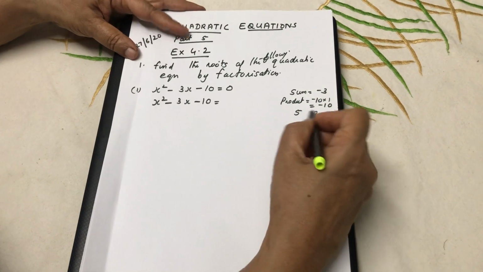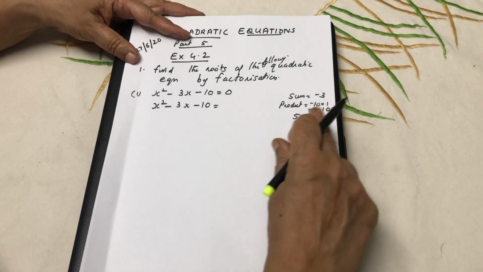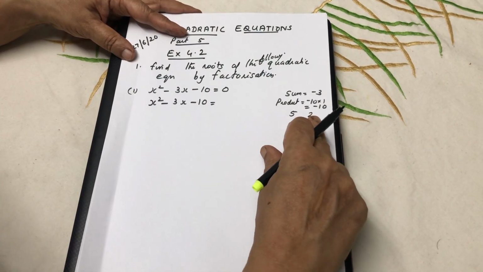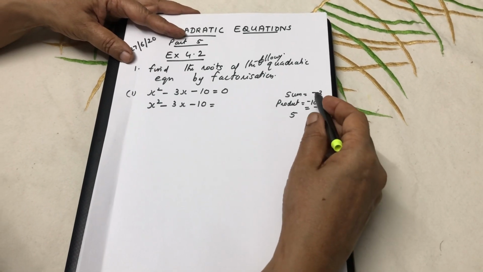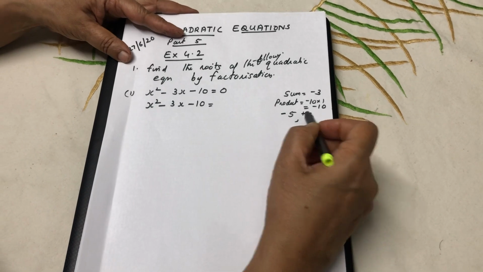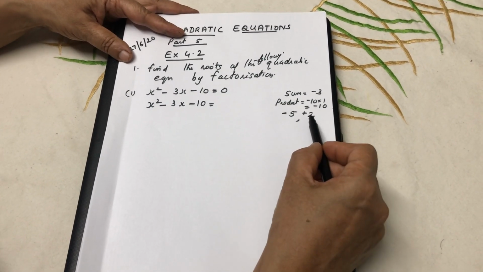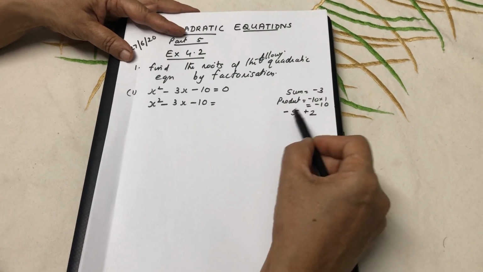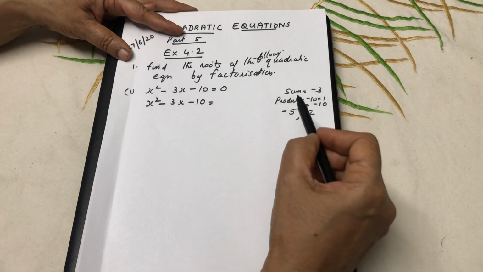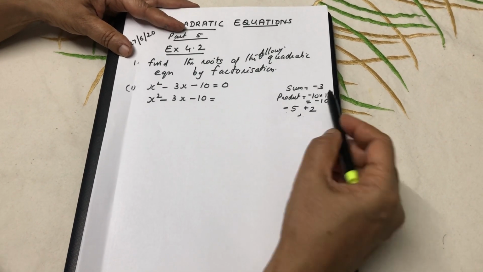5 and 2, 5 twos are 10. The product is minus 10 means one of these numbers is negative, the other is positive. The sum is minus 3 means the bigger number is negative, the other number is positive. Therefore, our numbers are minus 5 and plus 2. Minus 5 plus 2 is minus 3, the sum is minus 3. The product, minus 5 into plus 2, is minus 10.